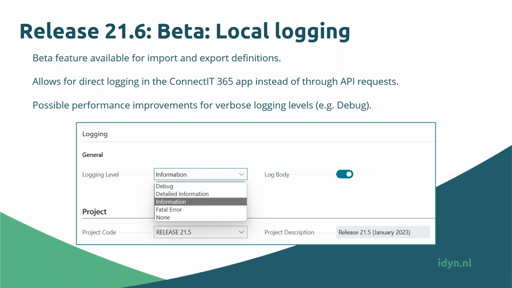which is part of the reason why we always say that it's good to set the logging level to information once we get to production. But sometimes for troubleshooting, it might come quite in handy to set it to debug or detailed information. So now, instead of using API requests, which is still done if we have the beta feature disabled, if we have it enabled, then we will keep the logging in memory.